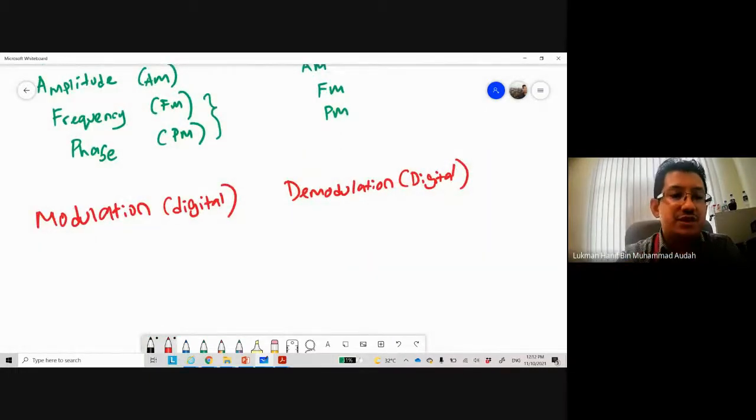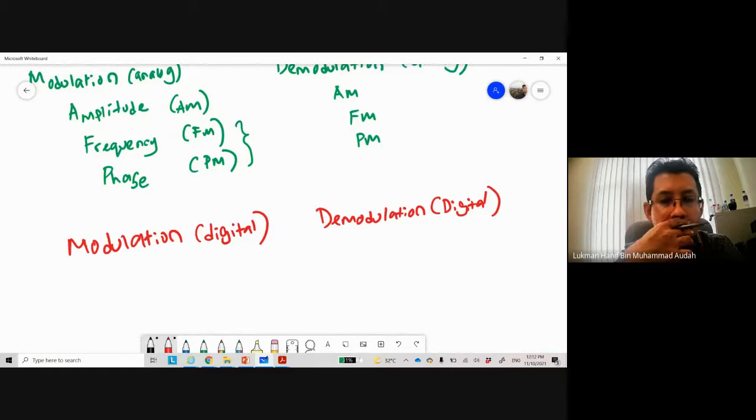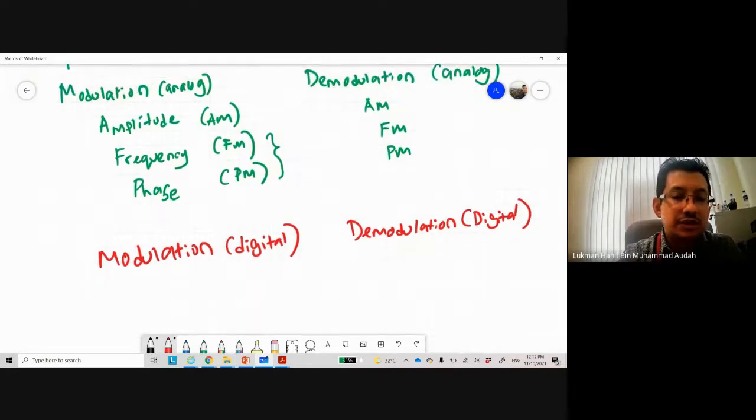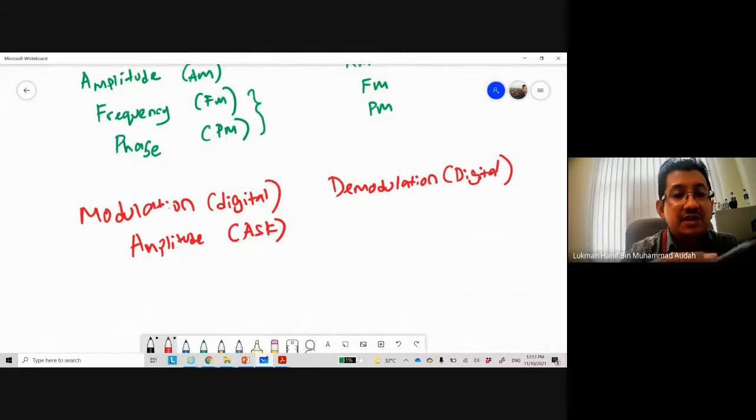Digital modulations, you will learn about digital modulations. You will learn about ASK, amplitude shift keying. Okay, so ini juga, sorry saya padam. You will learn about amplitude shift keying, ASK. Ini setara dengan AM. ASK adalah setara dengan AM dalam analog.